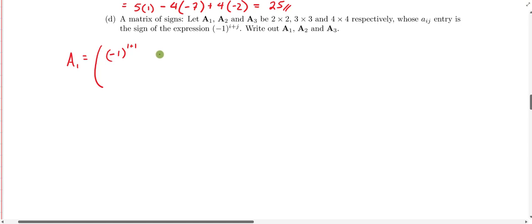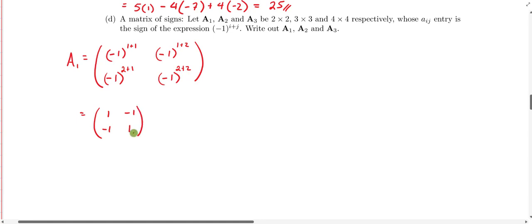And for the next entry, we'd have negative 1. We're still in the first row, but now we're in the second column. So that would be that entry. The next entry down would be negative 1 to the, and then we're in the second row, first column. And the final entry is the 2, 2 entry. We're in the second row, second column. And so if we do this computation, we get 1, negative 1, negative 1, 1.